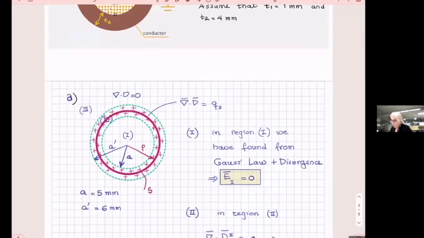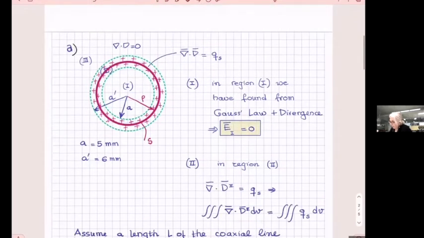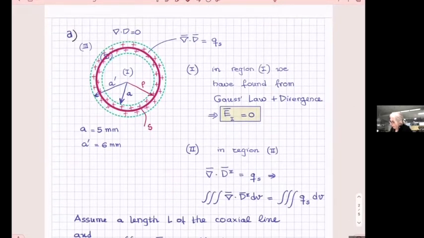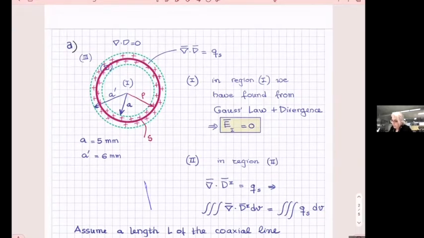What we remember is that Gauss's law starts with the divergence of the electric flux density, which is this one. And you see what I've done here? I said that outside, in region 3, it is 0. Inside, in region 1, it is also 0.